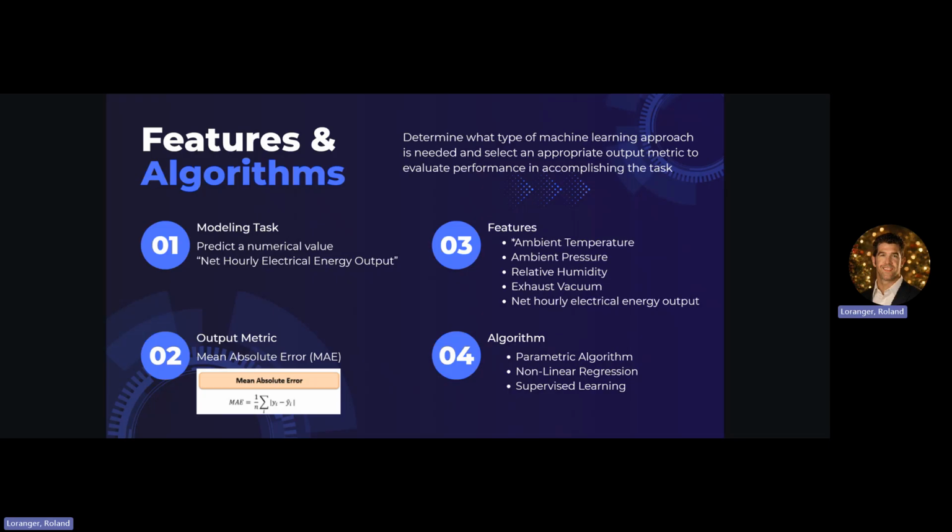And then the features themselves: there were 5 features included in the data set that was provided. There were about 10,000 records in that data set, so relatively small. Ambient temperature looked to be the most relevant, along with ambient pressure, relative humidity, and exhaust vacuum. And again, the net hourly electrical energy output was our target prediction.